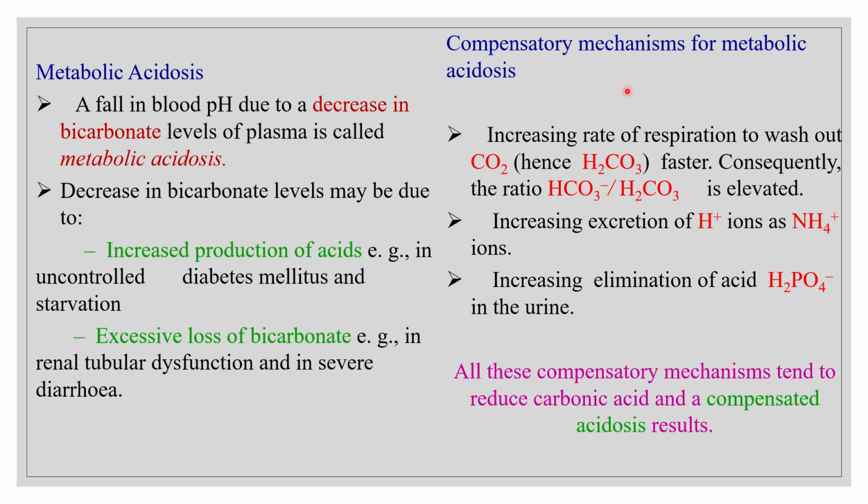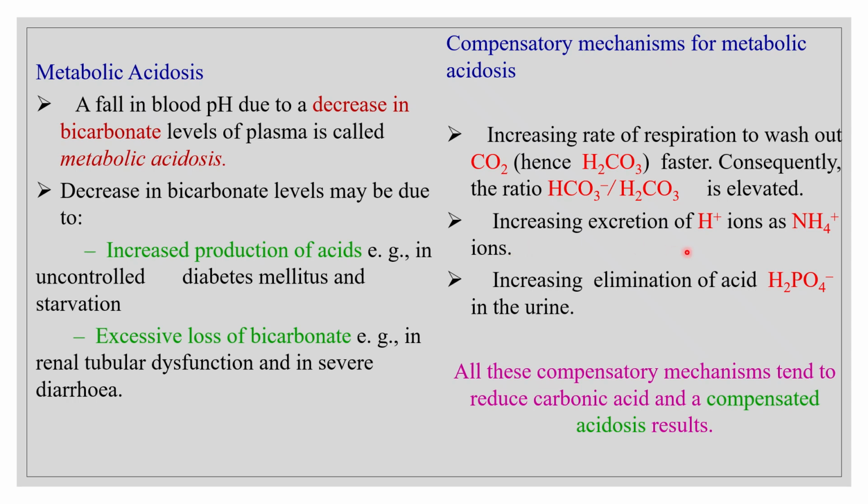So that's why the compensatory mechanisms operate in the body to cope with this metabolic acidosis. What are these? First is increasing the rate of respiration to wash out the carbon dioxide. So there is a kind of hyperventilatory state shown by the patient. Consequently, the ratio of bicarbonate to carbonic acid is elevated. So this is the compensation of the metabolic state via the respiratory component.